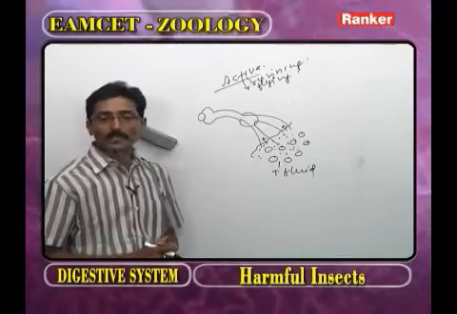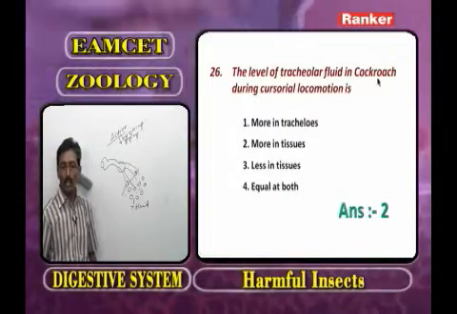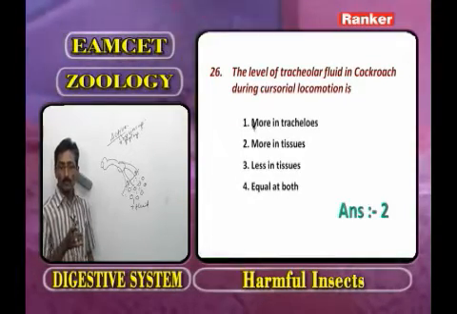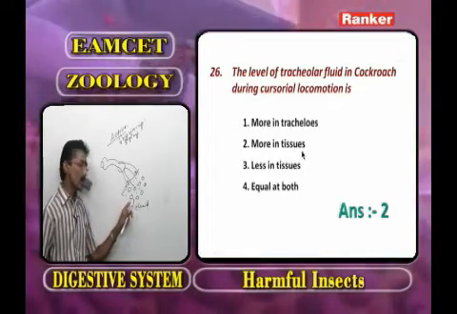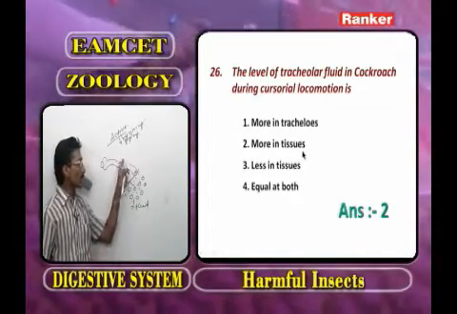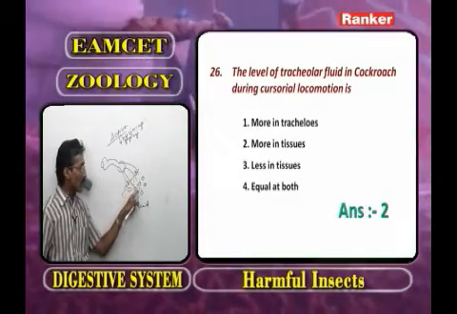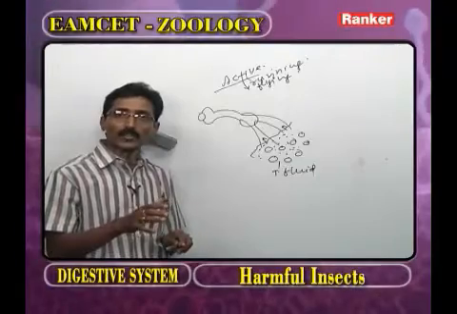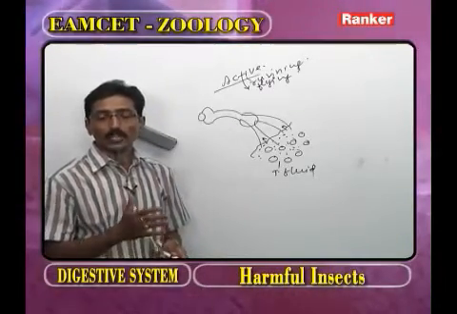Now, as we observe the question, the level of tracheolar fluid in cockroach during cursorial locomotion: one is more in tracheoles, second is more in tissues. Now you have to observe the diagram. Whenever the cockroach is active, the entire fluid from the tracheoles enters the tissues. So in the tissues, the tissue fluid is more. So the answer is the second. Now we go for the next question.